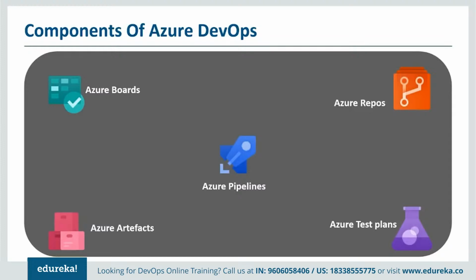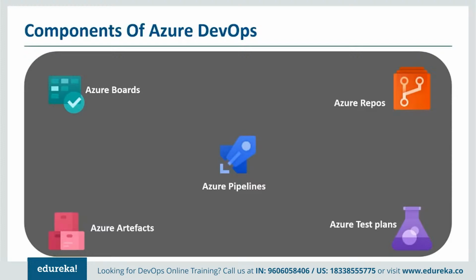So if you are checking in something, you want to make sure the review happens. That can be taken care of in the Azure repos. If you are releasing something to the UAT environment, you need, let's say, an approval from your team lead, or you need an approval from the program manager. So all these approvals are by default built into all these services.